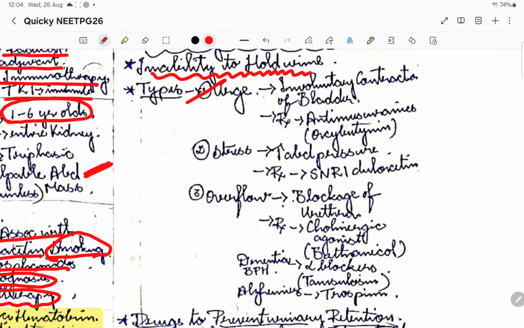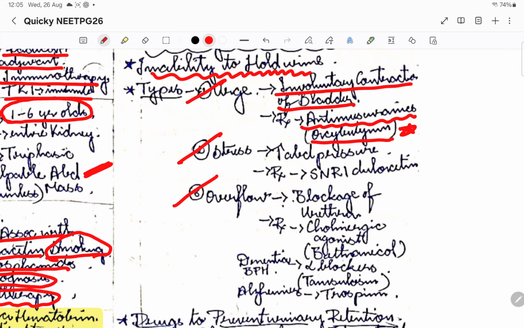There are types: urge incontinence, stress incontinence, and overflow incontinence. In urge incontinence, there is involuntary contraction of the bladder, which leads to urination, an inability to hold the urine. How do we manage it? Basically with antimuscarinics. The parasympathetic system is what causes this involuntary contraction. Parasympathetic causes the excretion of the urine, so if we give anti-parasympathetics, we are going to hold the urine. That is where antimuscarinics, especially oxybutynin, come in. Please remember this name.